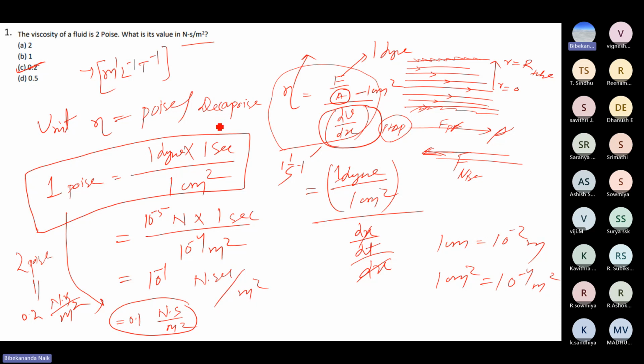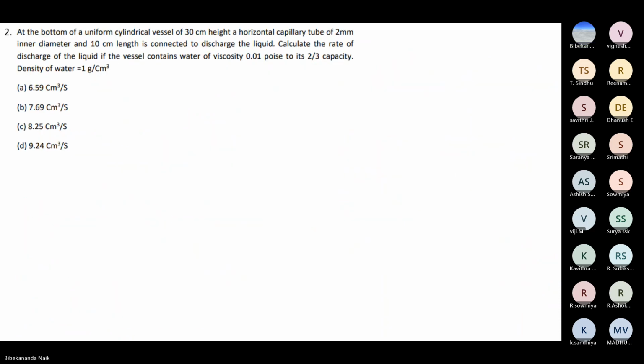And also the unit decapoise. 1 decapoise is 10 poise. These are commonly used units of coefficient of viscosity. So now let's go to the next question.